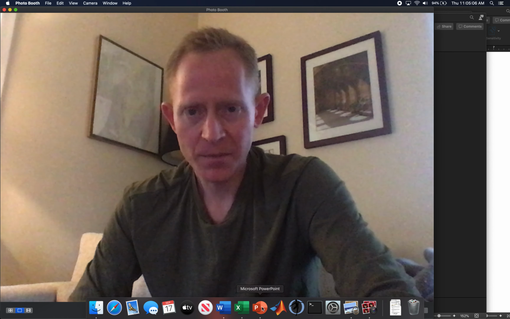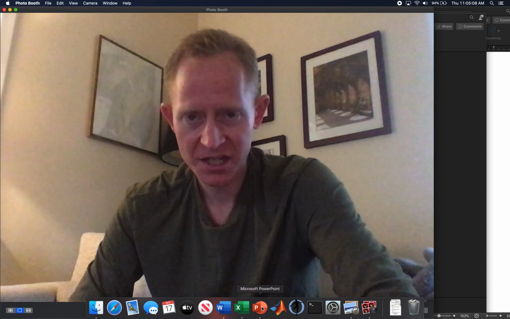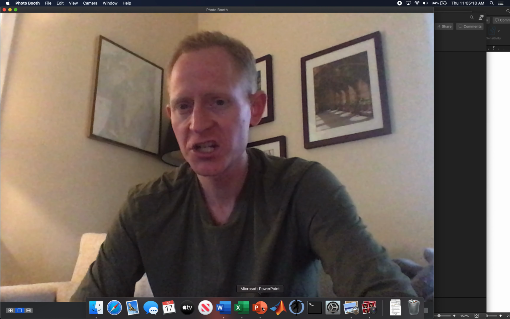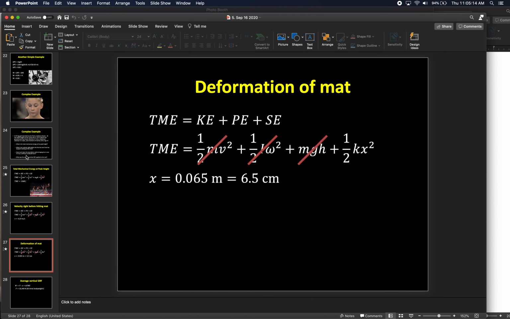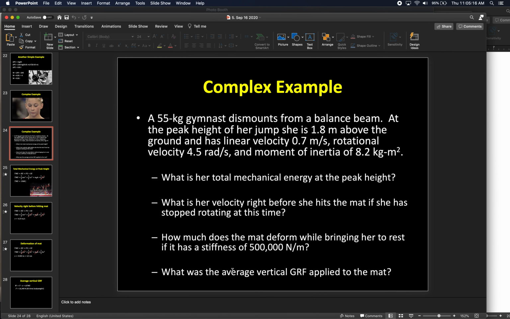Okay, the last question that it asks is a simple calculation, but conceptually might be the hardest part of this problem. It says, what is the average vertical GRF applied to the mat, or you could also think of this as being applied to the gymnast while it's bringing her to rest, while it's taking away her kinetic energy and storing it as strain energy in the mat. So what's the average vertical force applied to her while that's happening?